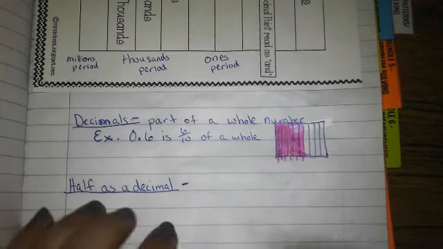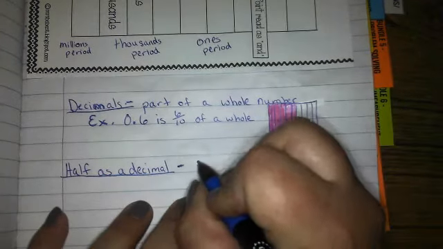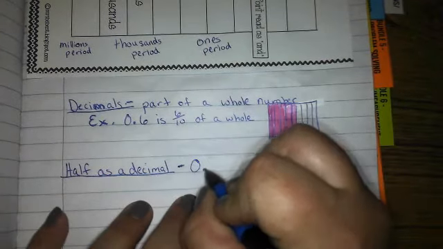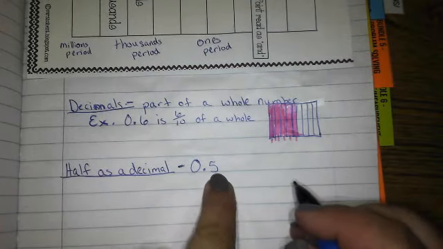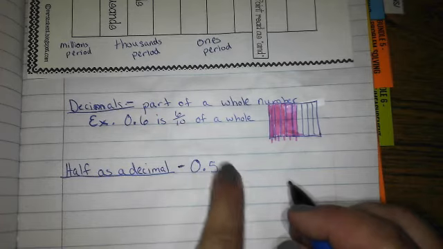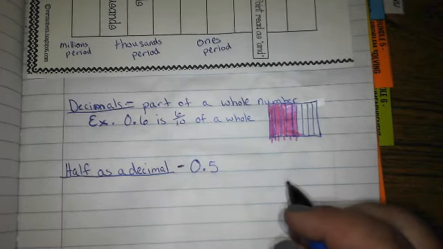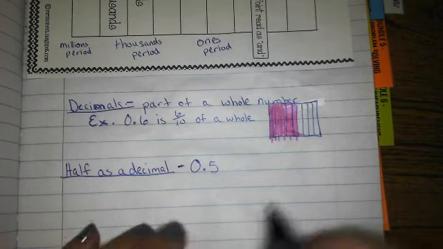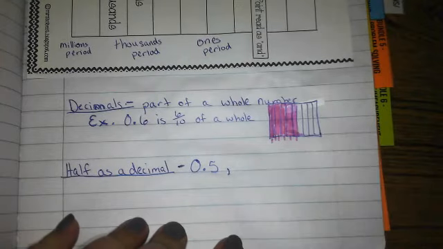So for half as a decimal, I'm going to show you the two ways that you can write half as a decimal. One way is 0.5. That means I have no whole numbers and I have 5/10 because it's my tenths place. So 5/10 is equal to half. Anytime you see anything 0.5, whether it be 1.5, 2.5, 3.5, 100.5, that 0.5 means half.